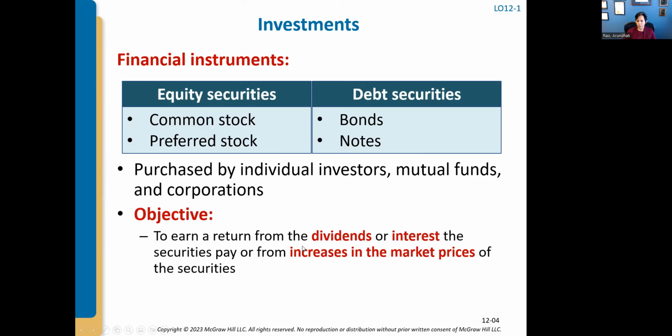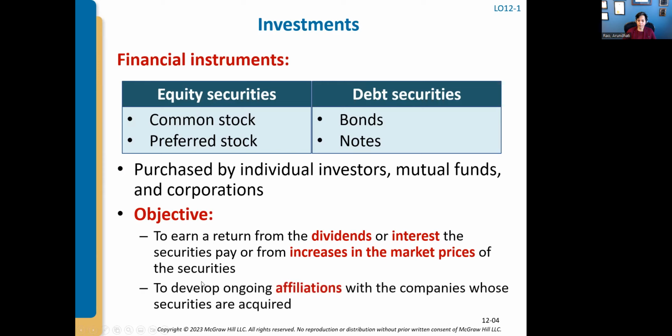Obviously, I want to earn some money. So if I invest in stocks, I'm going to get dividends, hopefully. If I invest in debt, I will always get interest. And there's the increase in market value: whatever price I buy it at, I hope to sell it at a higher price. So those are the two ways in which I can make a buck on my investment.